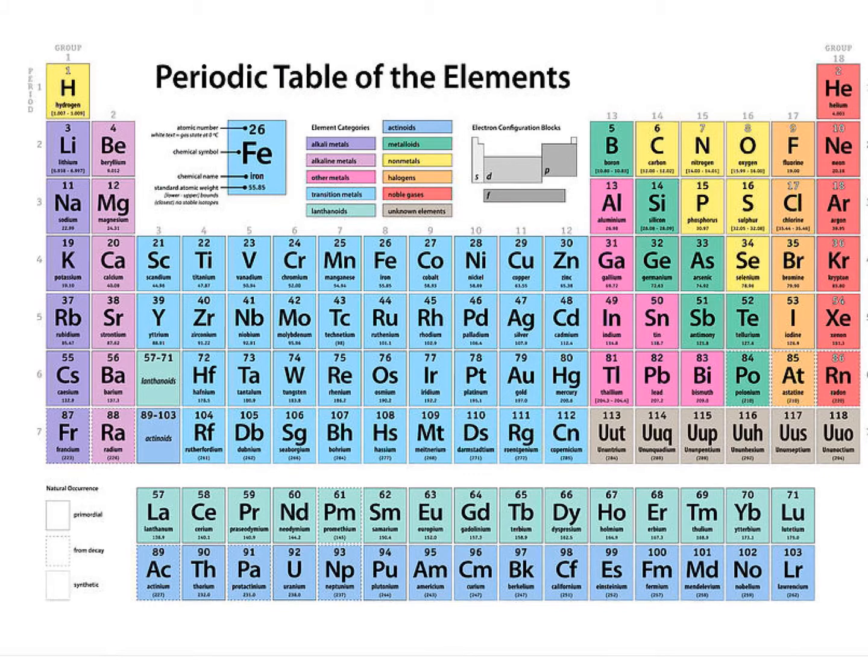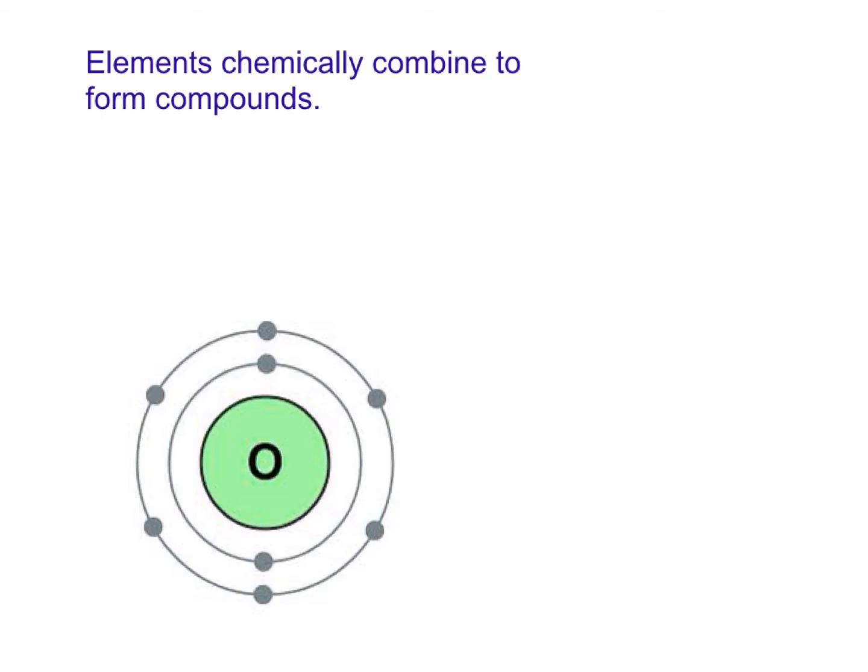And here's the periodic table of elements. And there's oxygen. We'll talk more about how the periodic table is laid out later on. Now, elements are pure substances that can't be broken down into simpler, stable substances, but they can be combined with other elements to form compounds.